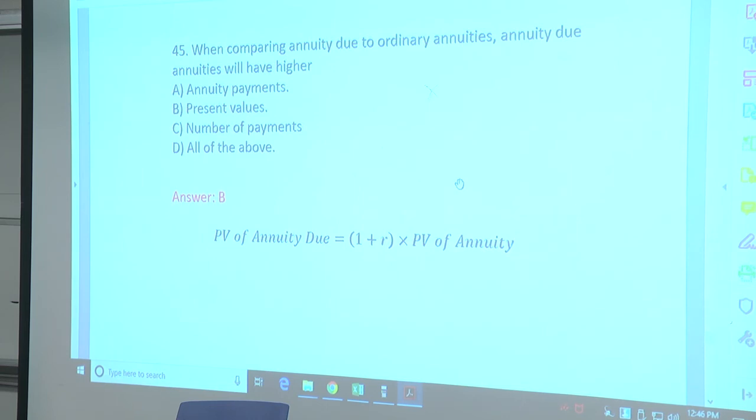When comparing annuity due to ordinary annuities, annuity due annuities will have higher what? You'll have a higher present value because you multiply 1 plus r to the present value of the annuity. Okay? Because r is a positive number, right?